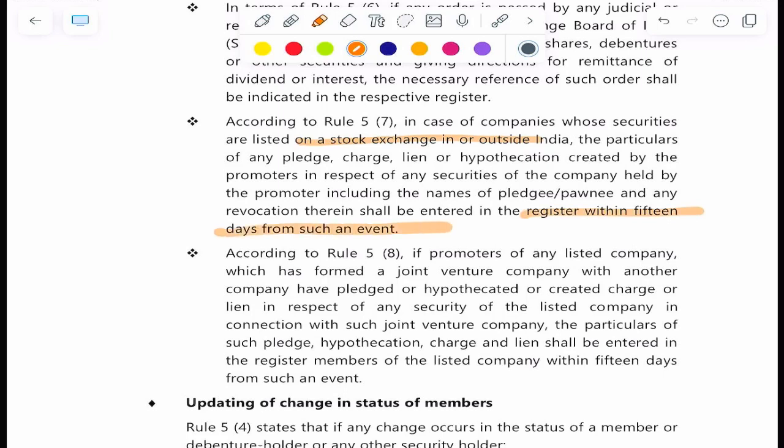In case of companies whose securities are listed on a stock exchange in or outside India, the particulars of any pledge, charge, lien, or hypothecation created by the promoters in respect of any securities of the company held by the promoter, including the name of pledgee and any revocation therein shall be entered in the register within 15 days from such an event.